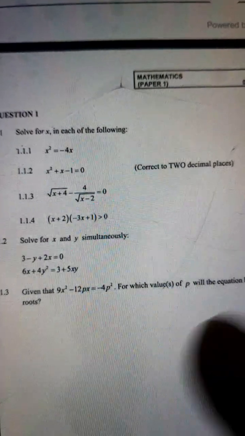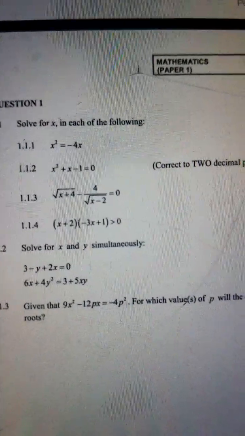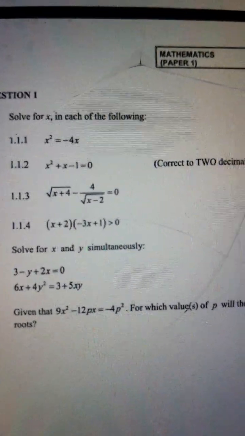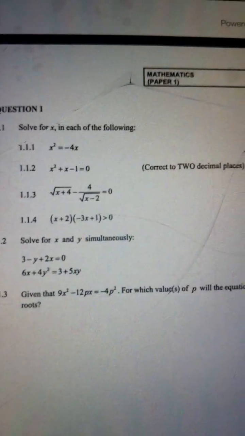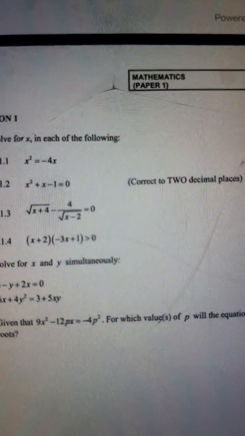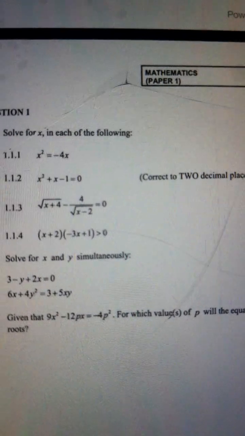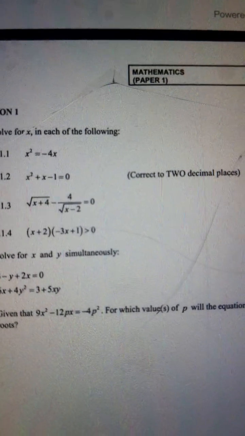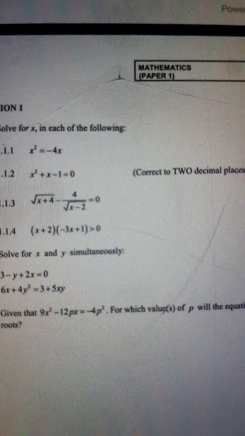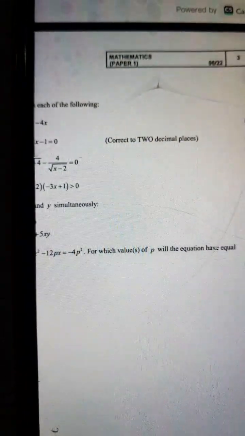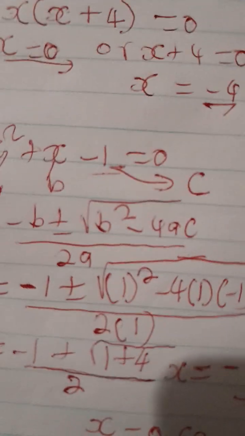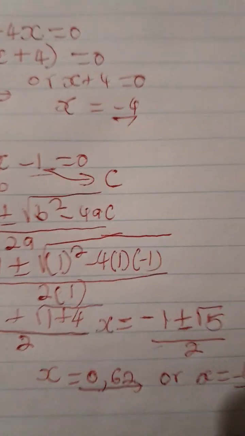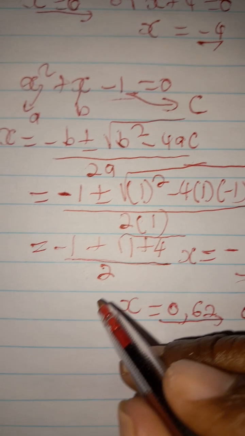Next question then. At 1.1.3 we're given root x plus 4 minus 4 divided by root x minus 2, which is equal to 0, right? So how many marks is that? Let's see. That's 5 marks. So that's incredible, 5 marks. So we have to put that into practice.